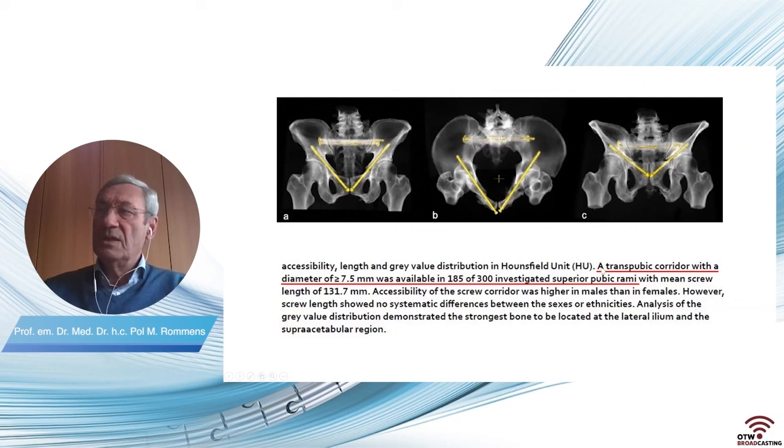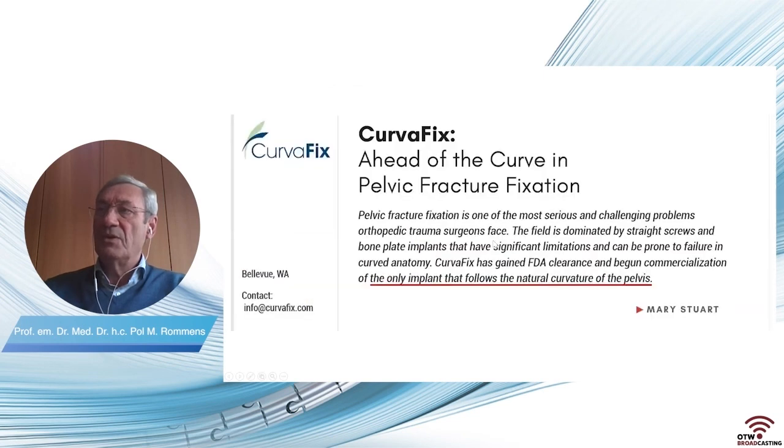You see here that a transpubic corridor with a diameter of 7.5 millimeter was available in 185 of 300 investigated superior pubic rami. Also here, we see that in a large minority of our patients, it is impossible to insert a straight long implant through this transpubic corridor. So that means that a large minority of our patients will not fit for a straight implant in the back and a straight implant in the front.